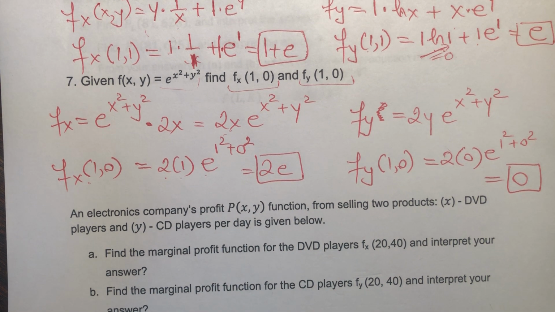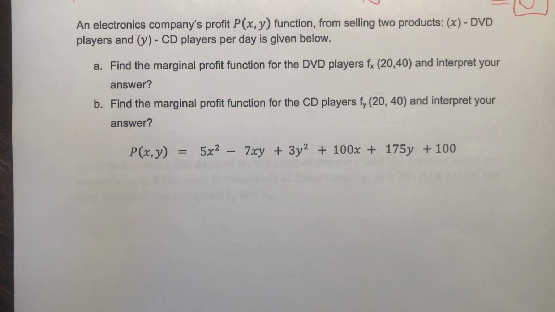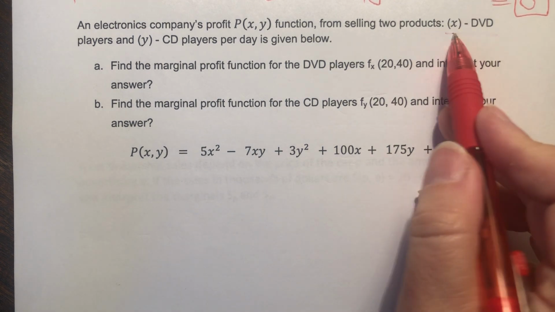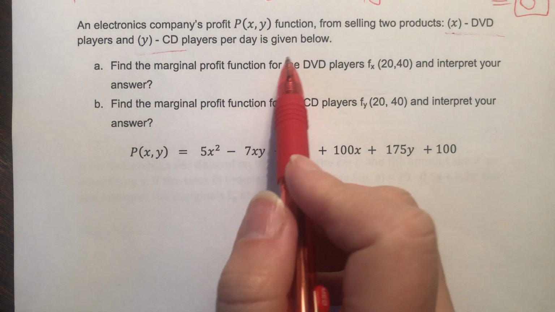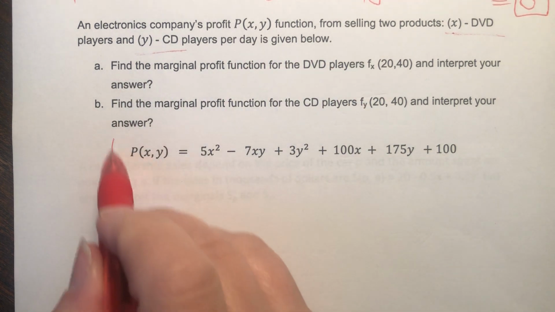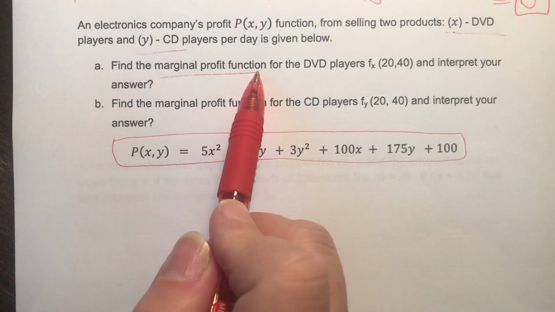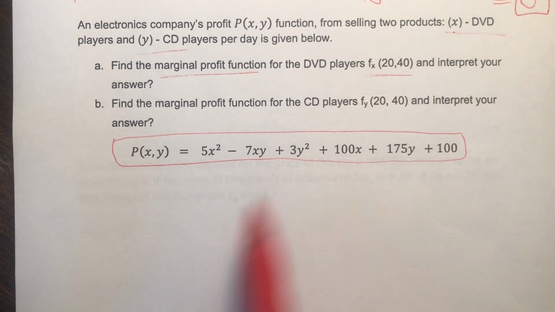Okay, all right. So let's look at a couple applications. So it says, an electronics company's profit function from selling 2 products, some DVD players and some CD players, it's a daily profit function, is given below. Right here. Okay. Find the marginal profit function for the DVD players, evaluate it at 20, 40, and interpret your answer.